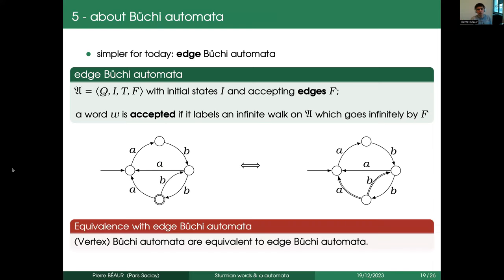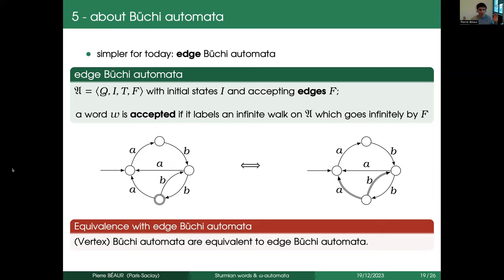However, this model is completely equivalent to classical Büchi automata. Here on the left and on the right, the two models have the same language, for instance. So when I study edge Büchi automata, it's just the same as Büchi automata. So I will continue just to say Büchi automata because it's simpler, but I will treat them with accepting edges rather than accepting states.